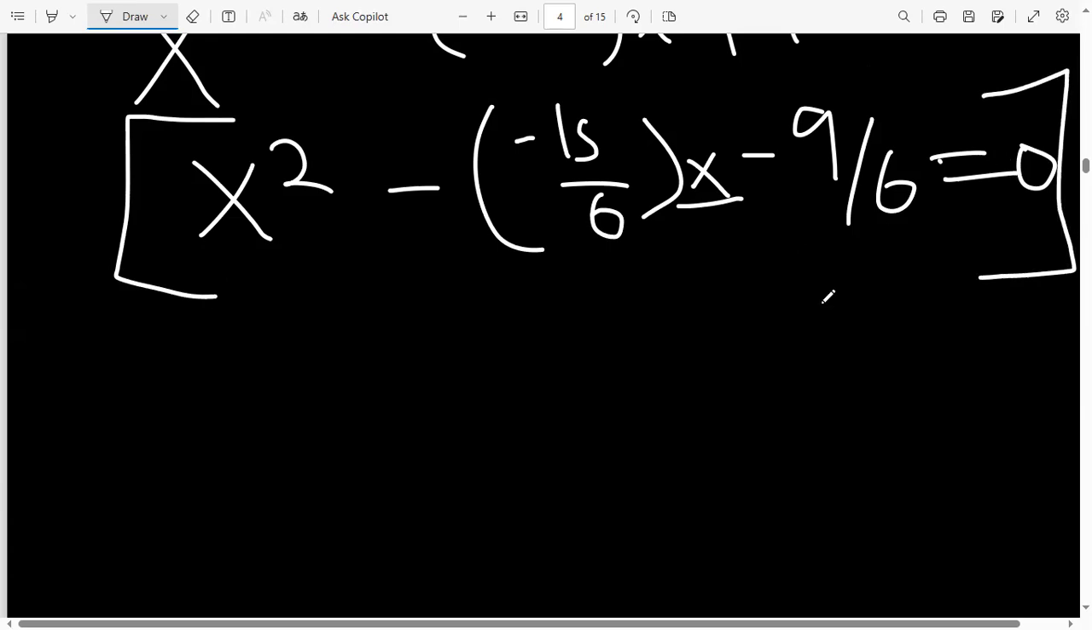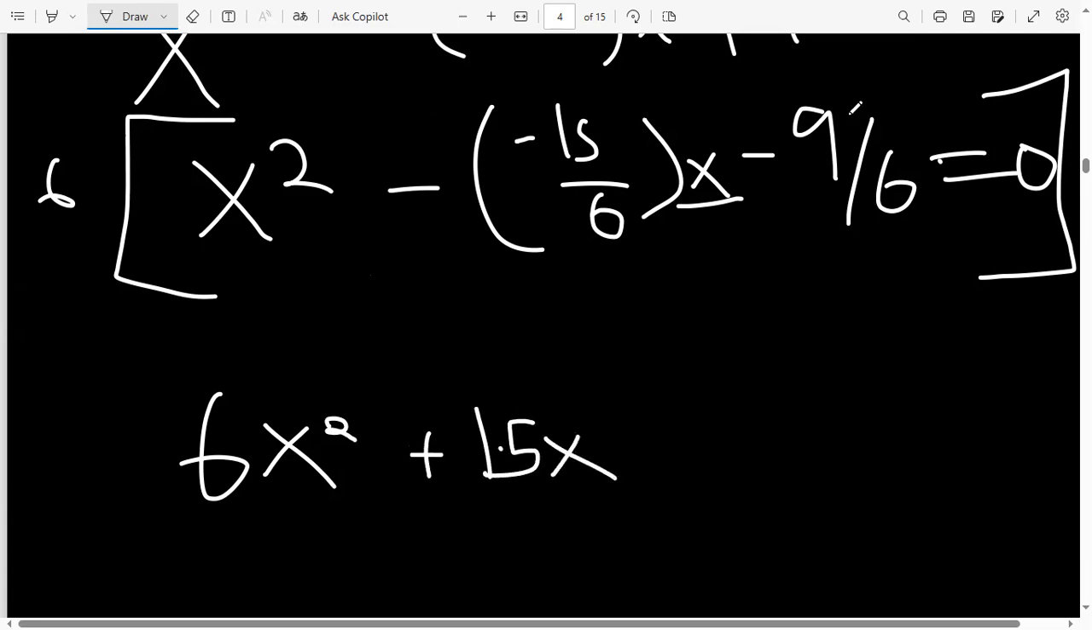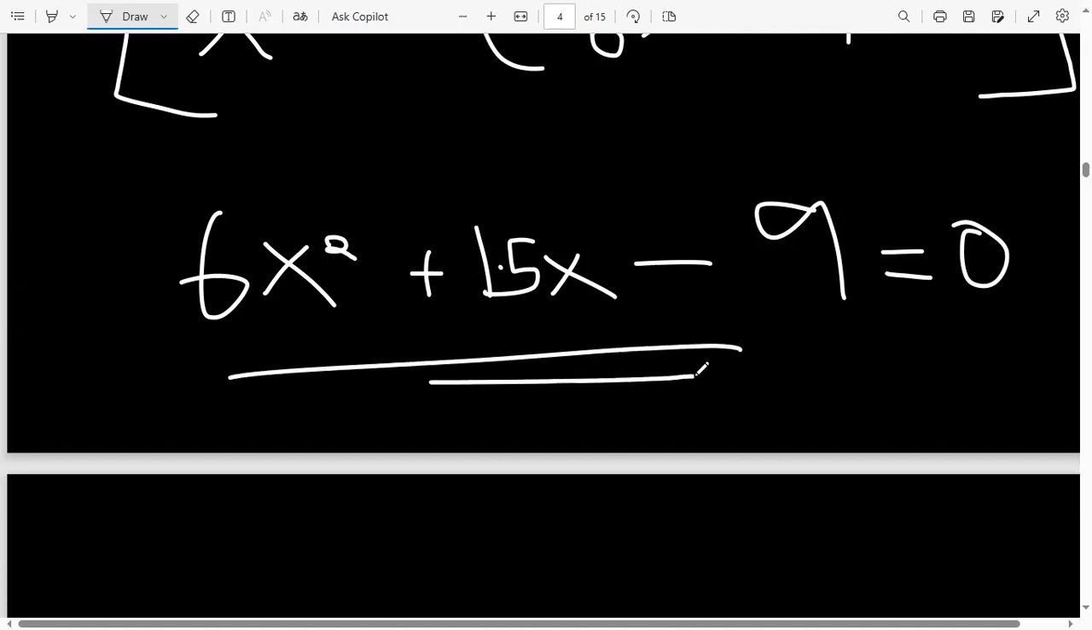So what are we going to do? We multiply throughout by 6. So it will be 6x squared minus, and if I multiply 6 by 15 over 6, the 6 and the 6 cancel. I remain with minus, multiplied by the minus 15, so it will be plus 15x. Then 6 multiplied by minus 9 over 6 is just minus 9, equals 0. So this is our new equation.